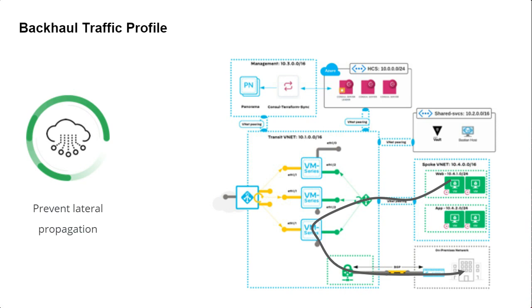Again, the same use case applies for backhaul traffic as well. Imagine your front end gets compromised. You don't want your attackers to reach your on-prem data centers, right? So it's the same use case where you protect your east-west traffic. So that's a quick summary on the traffic profile. So let's dive into the demo.